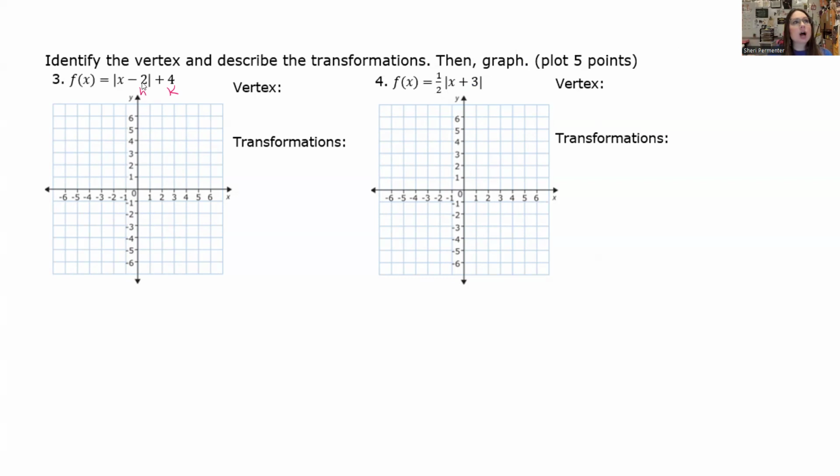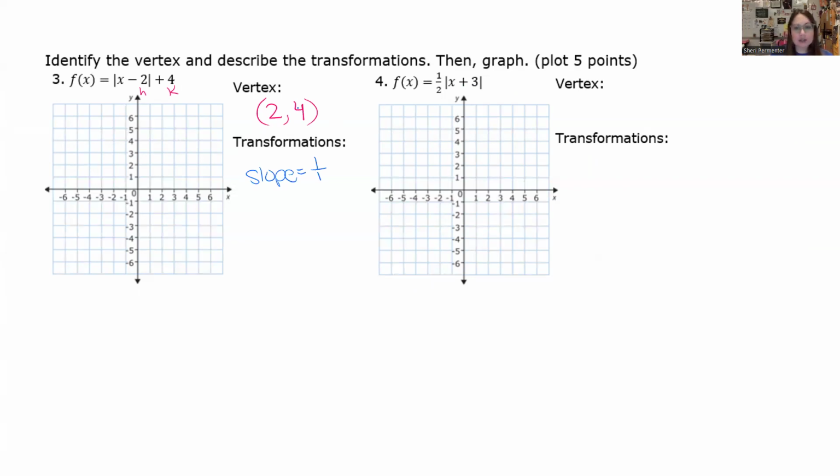So here, I'm going to put opposite -2. So it's going to be +2, 4. And a vertex always has parentheses. Is there anything for A? No. So that means that it's a standard slope of 1. To find the vertex, this means that I'm going to go left 2 and up 4.